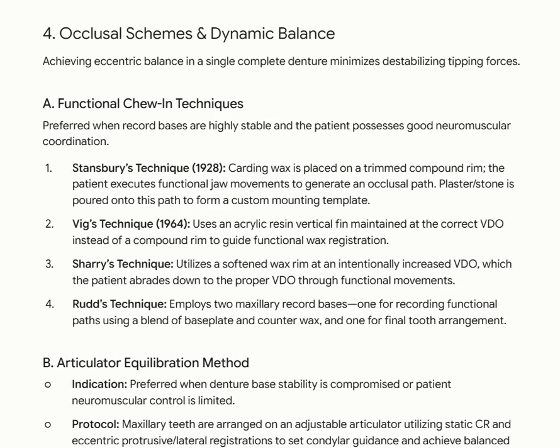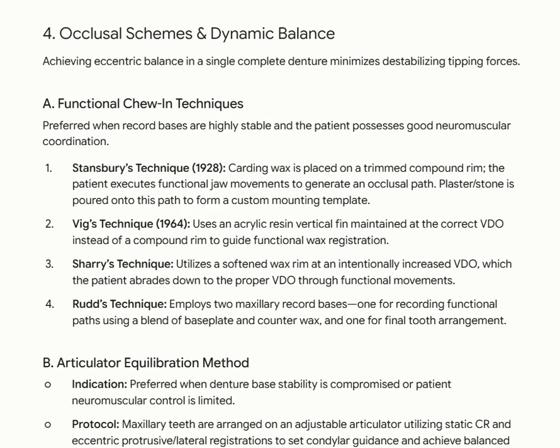B. Articulator equilibration method. Indication: preferred when denture base stability is compromised or patient neuromuscular control is limited. Protocol: maxillary teeth are arranged on an adjustable articulator utilizing static CR and eccentric protrusive and lateral registrations to set condylar guidance and achieve balanced occlusion. 5. Mandibular single complete denture.